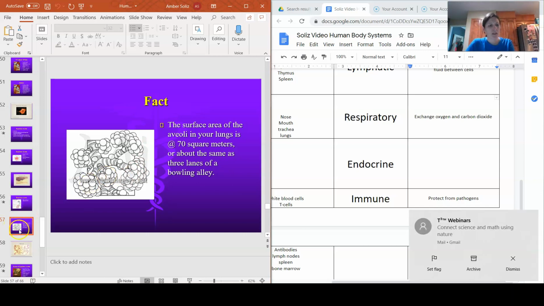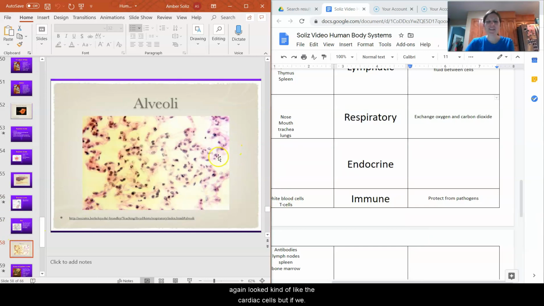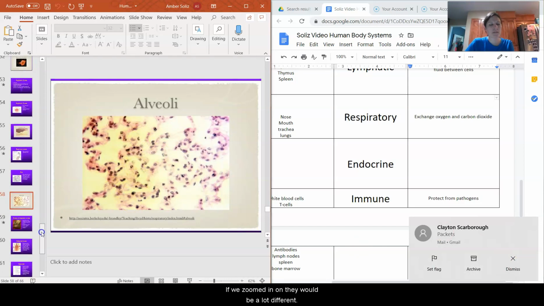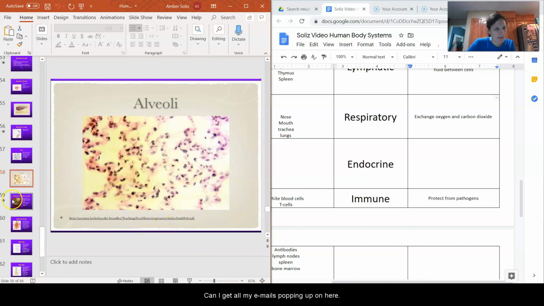And then here is a picture of what those cells look like. And again, it looks kind of like the cardiac cells, but if we zoomed in on them, they would look a lot different. Sorry, I've got all my emails popping up on here.